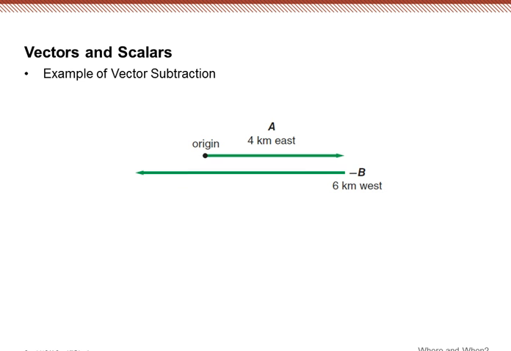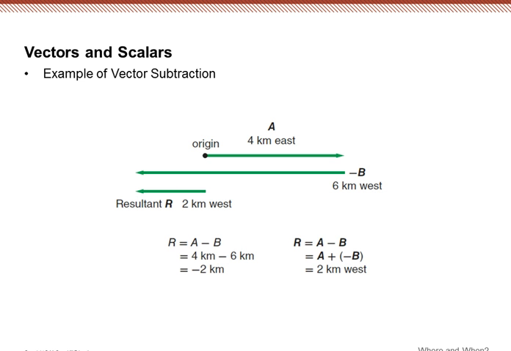However, if this person moves 4 kilometers east, but then decides to turn around and move 6 kilometers west, those are in opposite directions now. We have east and west, so the resultant is not adding 4 and 6 together to get 10, but instead subtracting 6 from 4, because 4 is to the right and to the left is negative, and we get 2 kilometers to the west. So where this person ends up, who started at the origin and moved 4 kilometers east, but then moved 6 kilometers west, is really just 2 kilometers west of the origin.